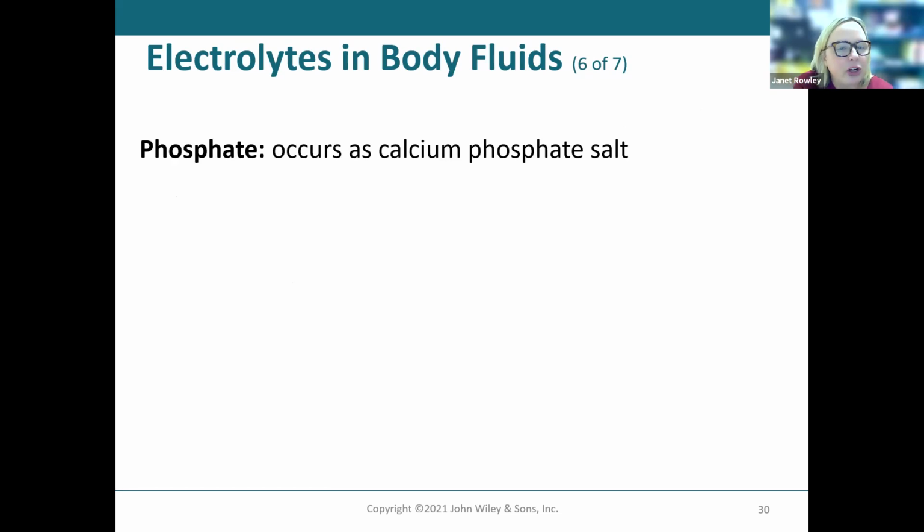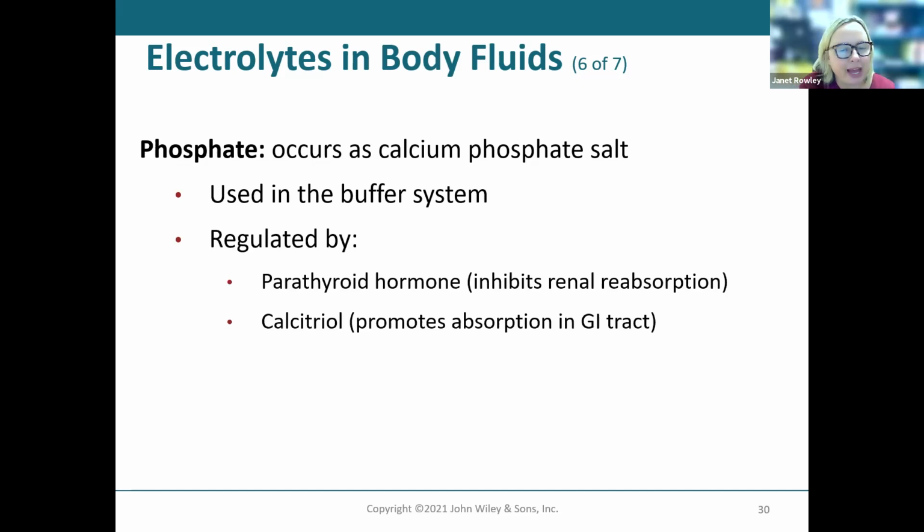Phosphate occurs primarily as a calcium phosphate salt. It's used in a buffer system and regulated by parathyroid hormone, which inhibits the renal reabsorption of phosphate, and calcitriol, which promotes its absorption in the GI tract. So this is interesting because it's going to be absorbed greatly in the digestive tract. And then parathyroid hormone also causes us to just urinate it out because it's inhibiting the reabsorption of it back into our blood.